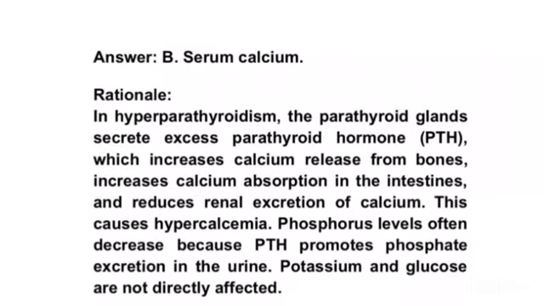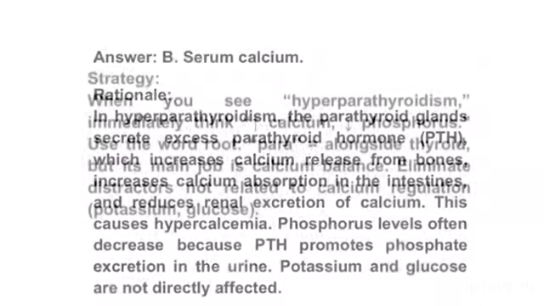Answer: B. Serum calcium. Rationale: in hyperparathyroidism, the parathyroid glands secrete excess PTH, which increases calcium release from bones, increases calcium absorption in the intestines, and reduces renal excretion of calcium. This causes hypercalcemia. Phosphorus levels often decrease because PTH promotes phosphate excretion in the urine. Potassium and glucose are not directly affected.